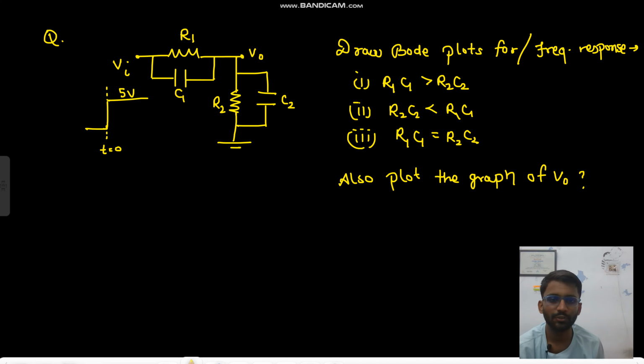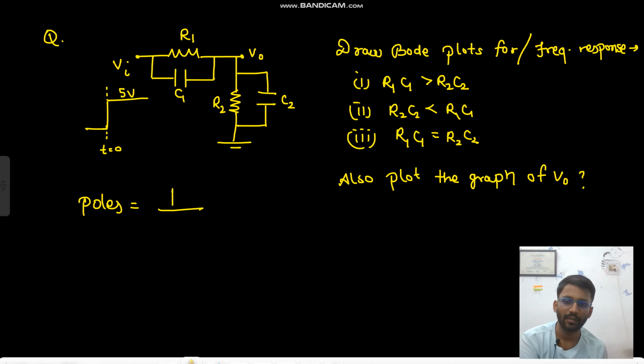Now we will see this question where you have to plot the V naught waveform, and then you need to draw the Bode plots for these conditions. So for these conditions also you need to draw the output waveform. So what are the things you can do? First you can find the poles. These will be constant for every condition, right? So what will be the pole?